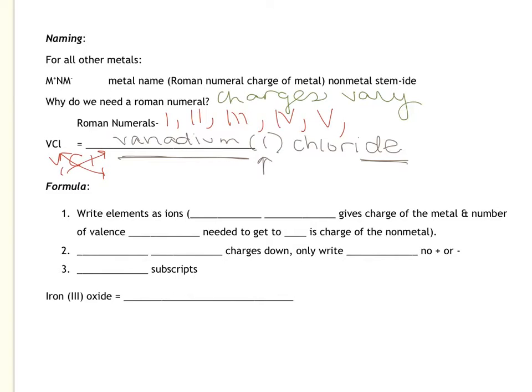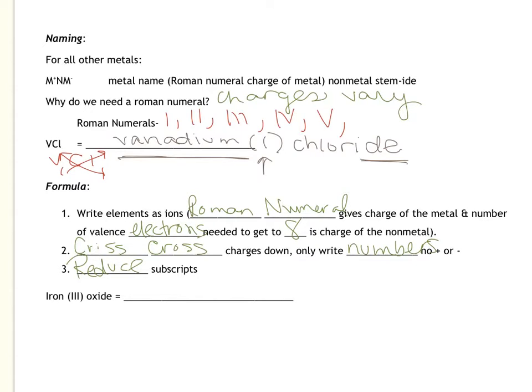So going the other way, when I write my elements as ions from a name, I first need to look at my Roman numeral, because it gives the charge of the metal, and for my nonmetal, I look at the number of valence electrons that's needed to get to 8, and that's its charge. Then just like before, I crisscross my charges down, and I only write the numbers, no positive or negative. And then finally, I reduce my subscripts.